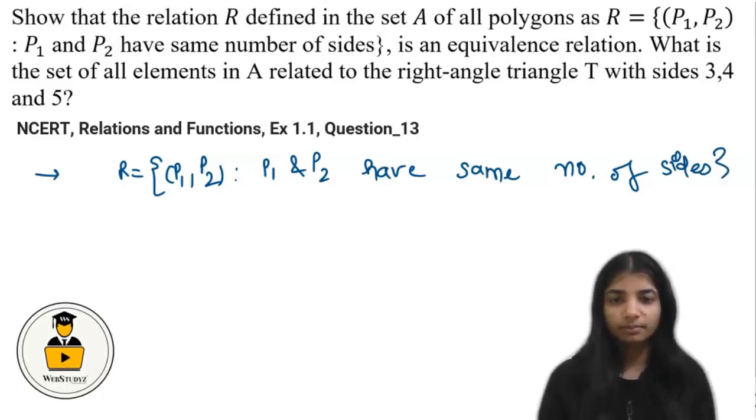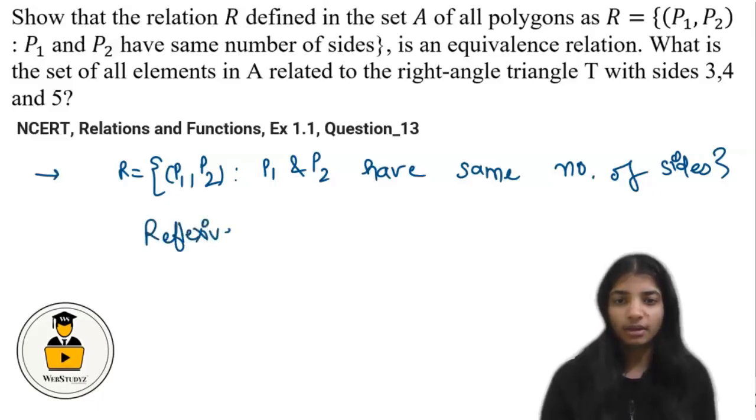So from here we have to check the equivalence of the relation. In order to check the equivalence, we have to check the reflexive, symmetric and transitivity of the relation. Let's start with the reflexive. The condition for the reflexivity is that if (P1, P1) belongs to R, then we can say that the relation is reflexive, otherwise it is not.